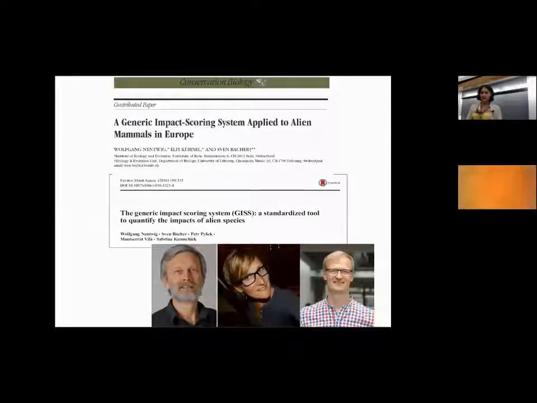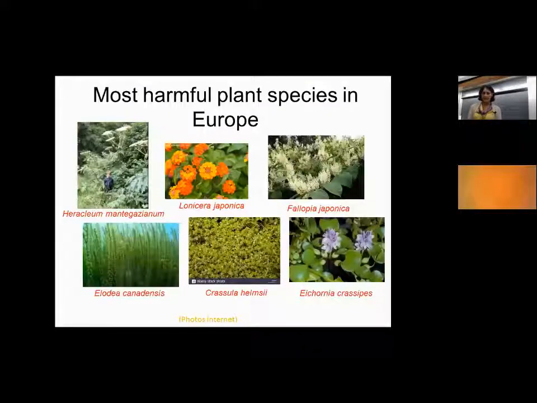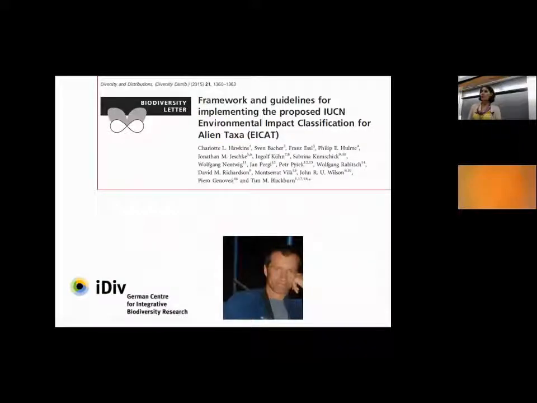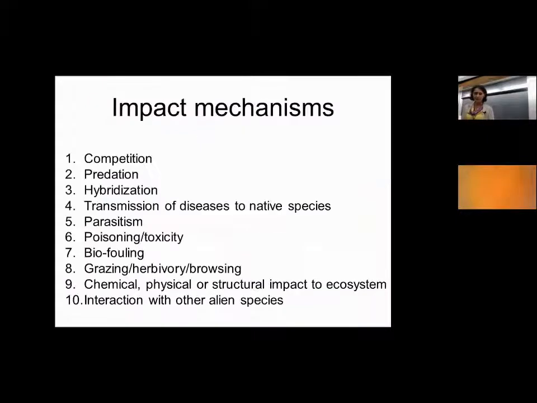So one of such impact assessments is the Generic Impact Scoring System applied to alien species, which was first used for mammals, but now is generic. And this has been used to score the most harmful species in Europe, for instance. And this has been the origin of this other one, the EICAT, which I think is going to come very useful because it has been accepted by IUCN.